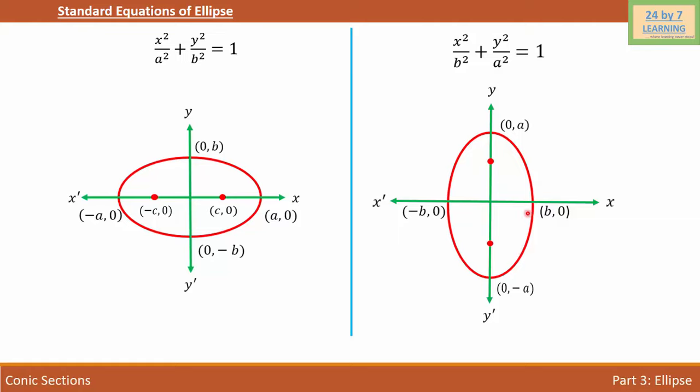As you can see, the coordinates of the vertex are 0 comma a and 0 comma negative a, which simply means that the y-axis is my major axis, and the coordinates of the ellipse at the minor axis are negative b comma 0 and b comma 0. So basically the x-axis is my minor axis. The coordinates of the foci, which are this point and this point, are 0 comma c and 0 comma negative c. So this is how we will graph or draw standard equations of ellipse, which are basically this equation and this equation.